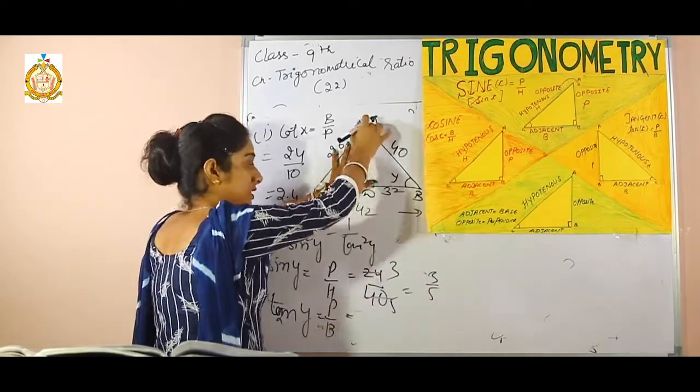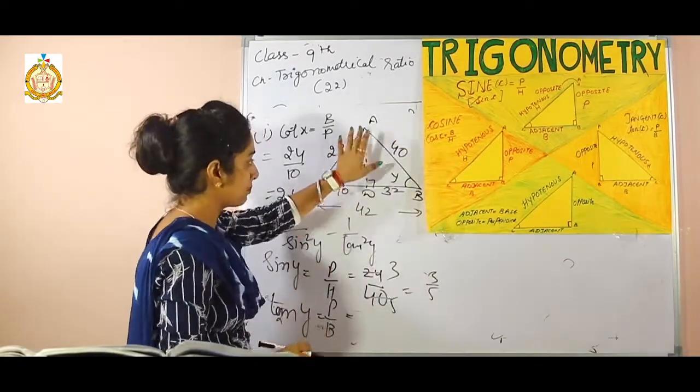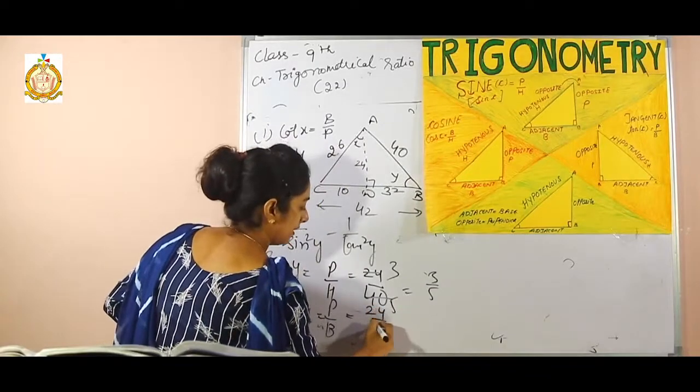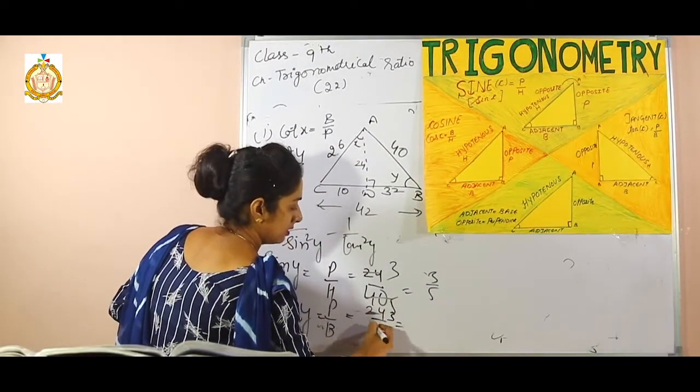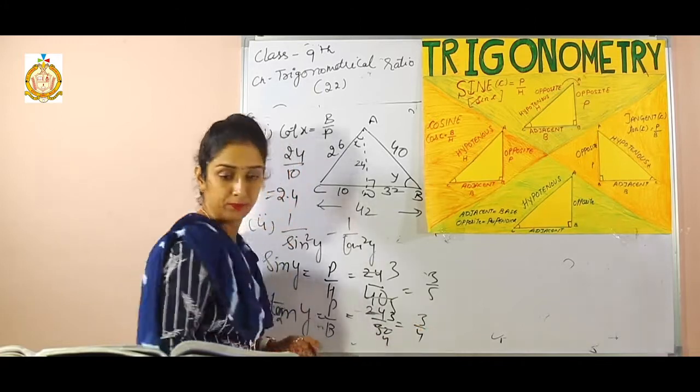Now we are going with this figure, right? Now what is a p? P is 24, and what is a b? That is 3 over 4, right?